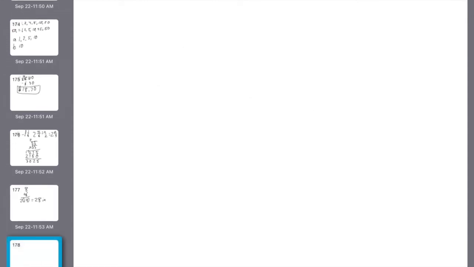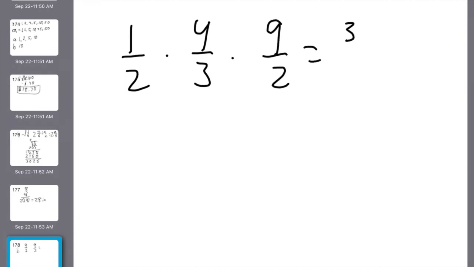25, I have 1/2 times 4/3 times 9/2. Multiply the tops, you'd get 36. Multiply by the bottoms, you'd get 12. And 12 goes into 36 3 times.